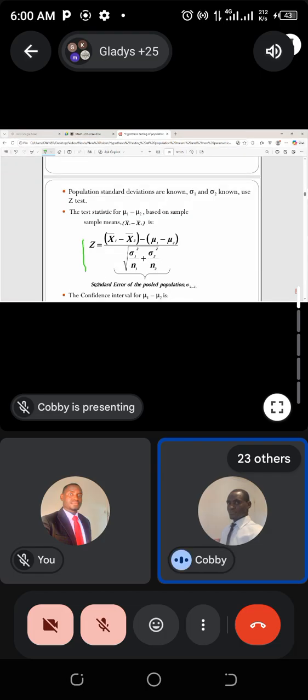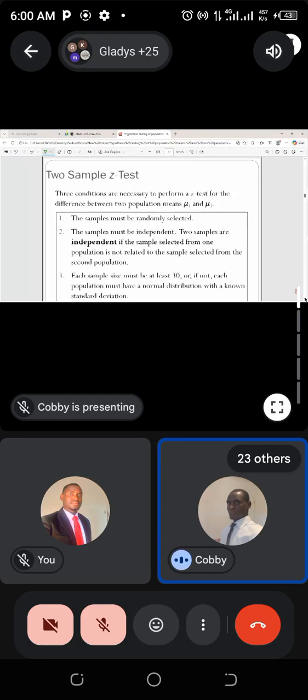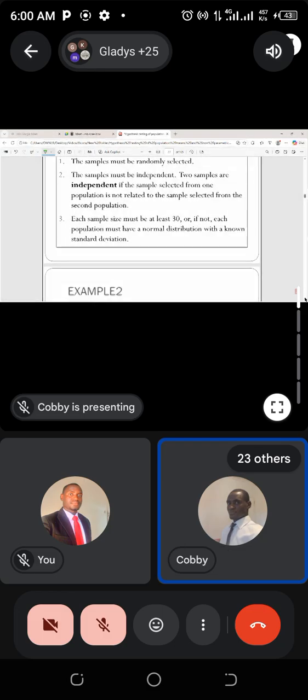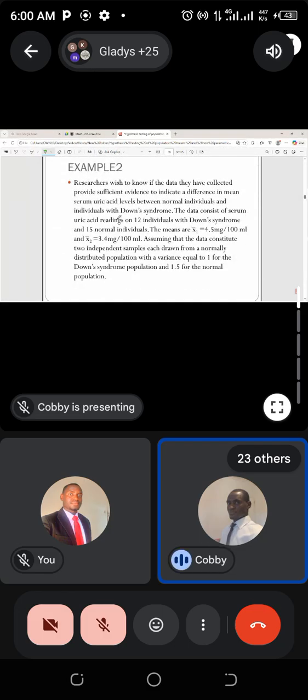So this is the formula that we use for the two sample, for the two population mean. Are we together on the formula? So the question that we are going to look at tomorrow when we come, we'll explain this later. So, anyone to read this question?